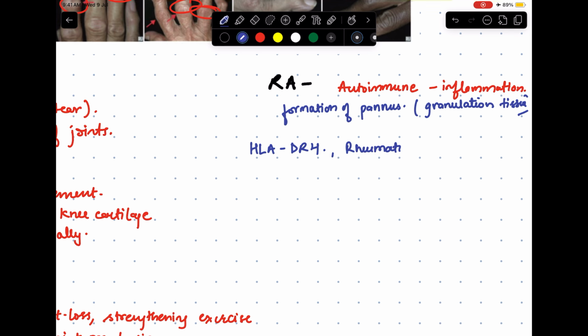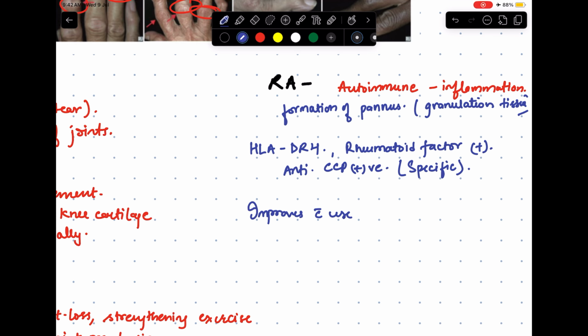An important thing: it is associated with three things. One is HLA-DR4, the second is rheumatoid factor positivity, and the third is anti-CCP, which is anti-cyclic citrullinated peptide. These are antibodies, and anti-CCP is specific to rheumatoid arthritis. Another important thing is that it improves with use, and there would be systemic signs along with the bone pain, swelling, and morning stiffness, and usually the morning stiffness lasts for more than 1 hour. The systemic signs are fever, fatigue, and weight loss.